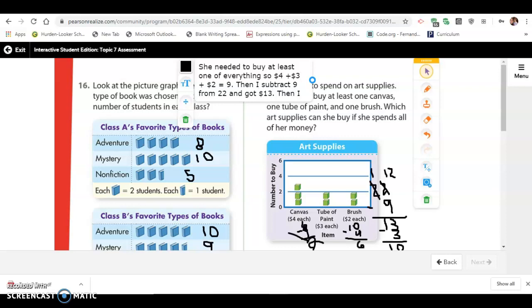Then I tried to see what else she could buy. One more tube of paint is $3, and that brings her to $10 to spend.